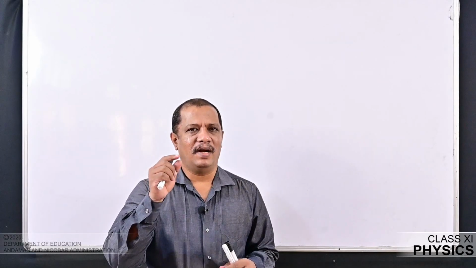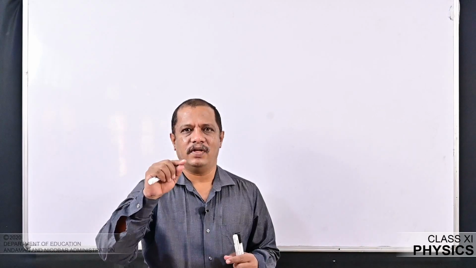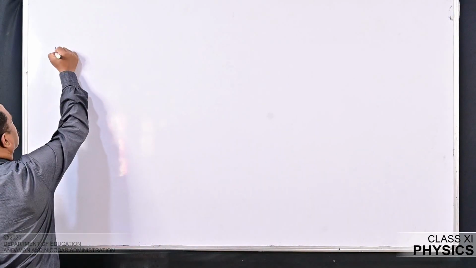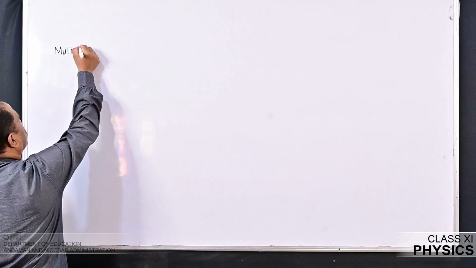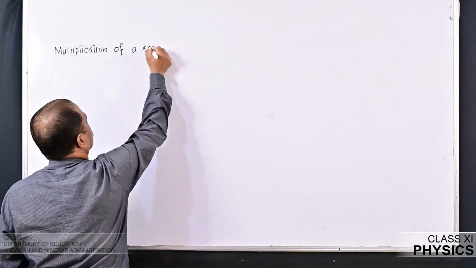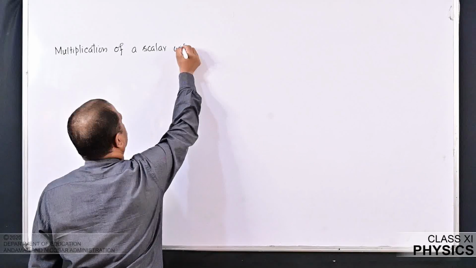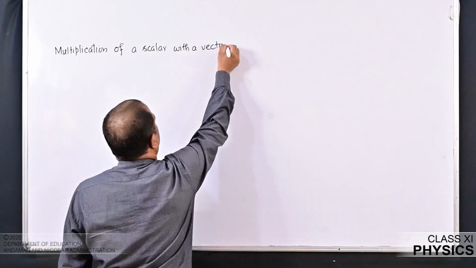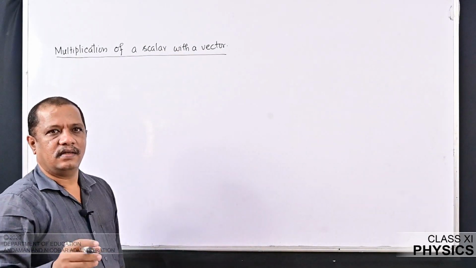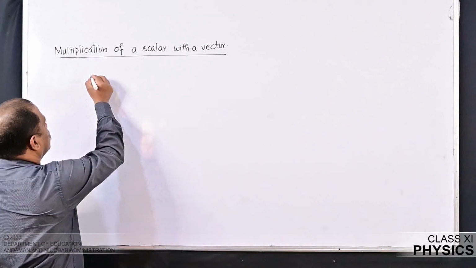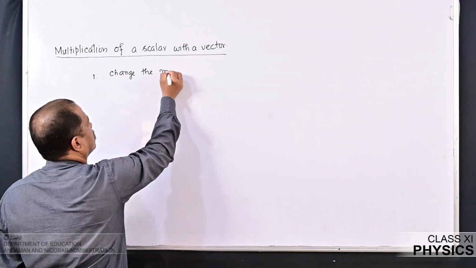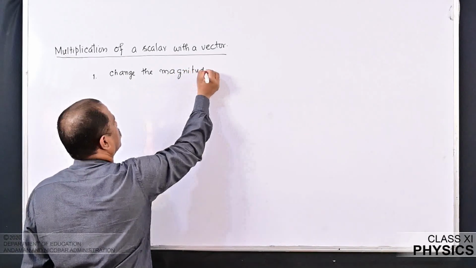When I try to multiply a vector quantity with a scalar quantity, what would the result be? So, multiplication of a scalar with a vector. If I look at this scalar quantity, what can it do? Number one, the scalar quantity can change the magnitude of the vector.